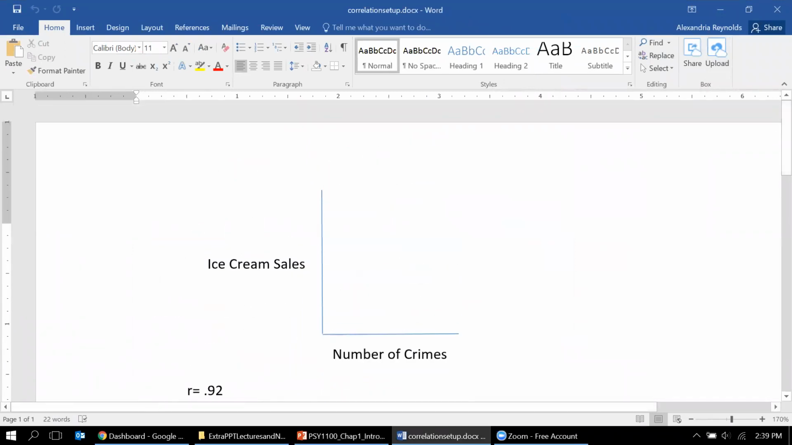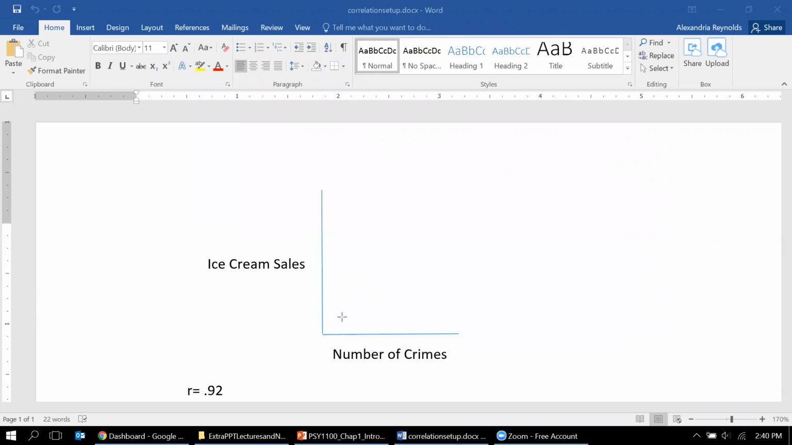Now, let's say that we were interested in looking at the relationship between ice cream sales and the number of crimes committed, okay? So let's say we were interested in that. Now, I'm going to use an annotation here, so it might take me just a quick second to get this up. So what I want to do with this is a type of graph that you can use to demonstrate correlation, but this is something that makes it a little bit easier to see.